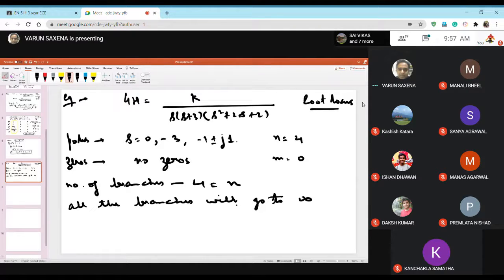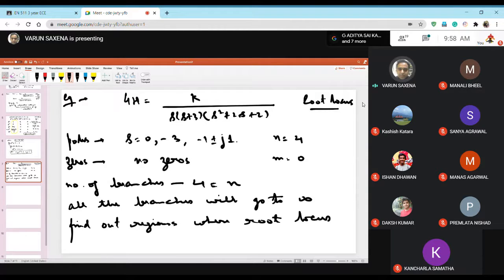Then what is the next thing that we do? The next is we find out the regions where a root locus will lie on the real axis. Now this is the task that we want to find out.